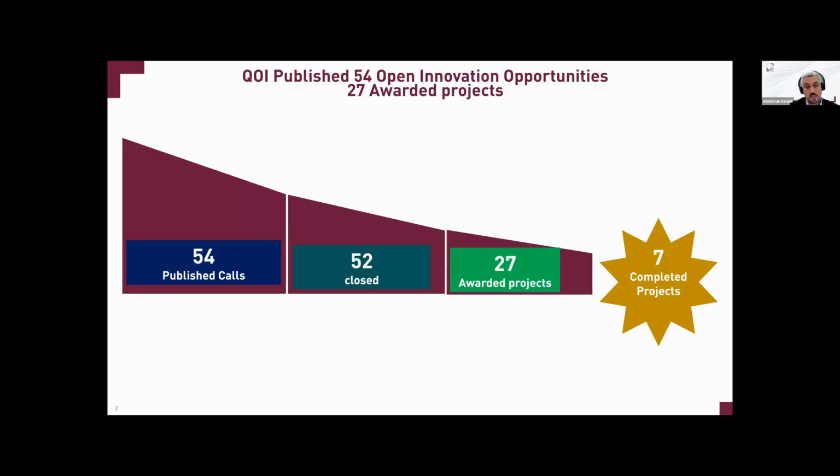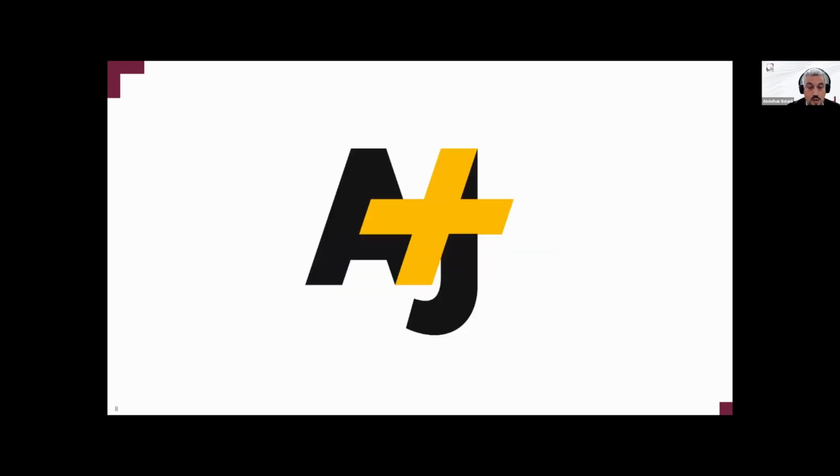Here are some statistics. Since we started this program in 2022, we published 54 calls. We closed 52 of them, awarded 27 projects, and completed 7 projects so far. This is within, I would say, 2.5 years of the life of the program. Now I would like to hand over to Alba to talk about AG Plus and the technology needed by the team. Alba, the floor is yours.